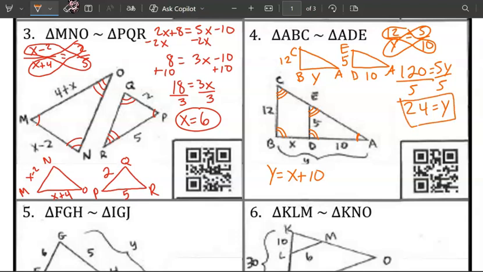And then to solve for x, we have 24 equals x plus 10. Subtract 10. 14 equals x.